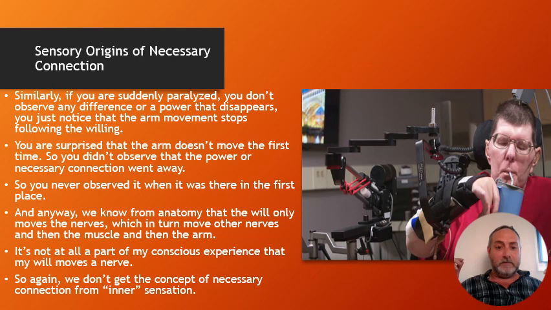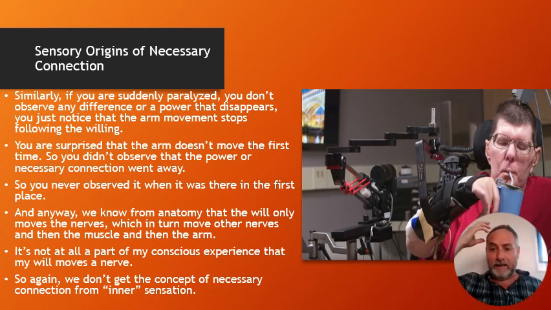But again, you awake from the car accident and you're surprised that your arm doesn't move. You don't immediately notice something's missing, the power is gone. No, because you never observed it in the first place. And anyway, if you know anything about anatomy, you know that your will doesn't really move your arms. There's a series of neurons that are all connected, and they fire in a series.